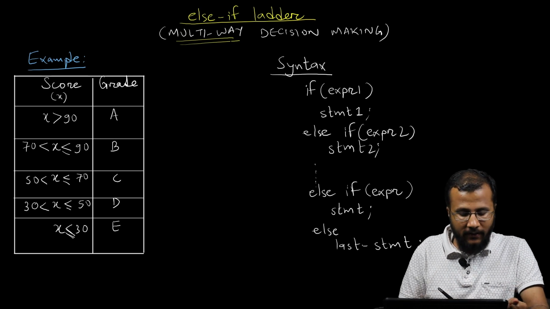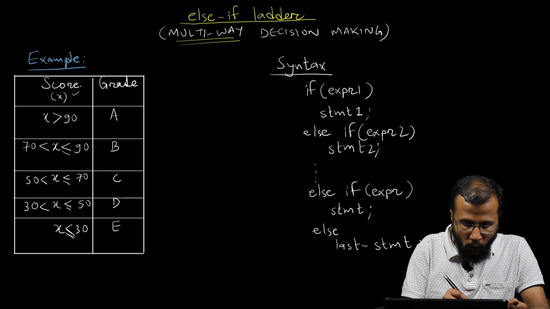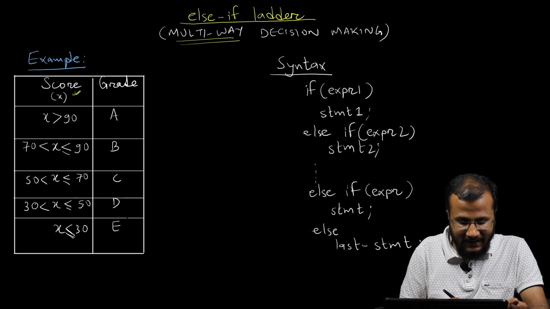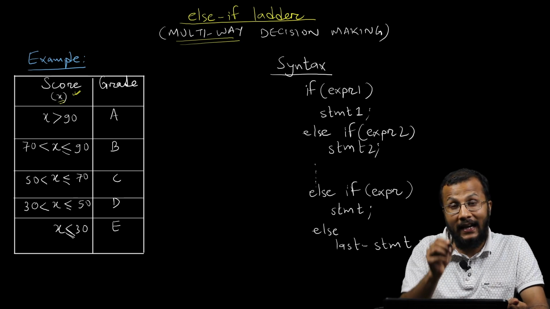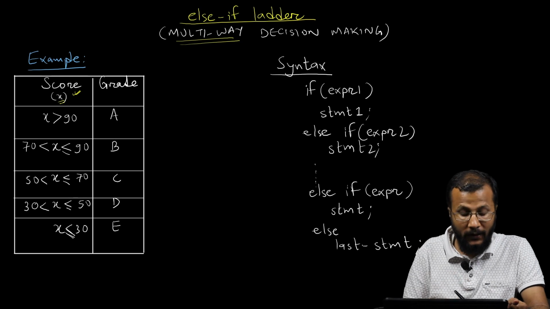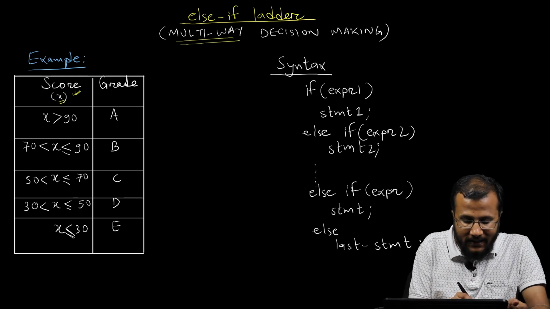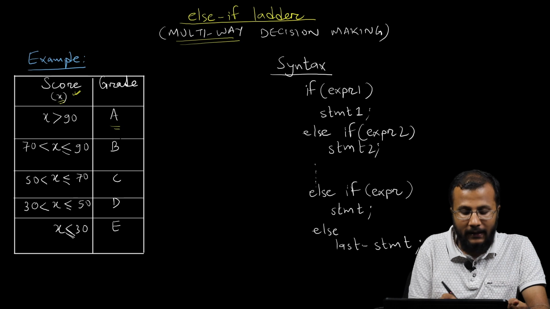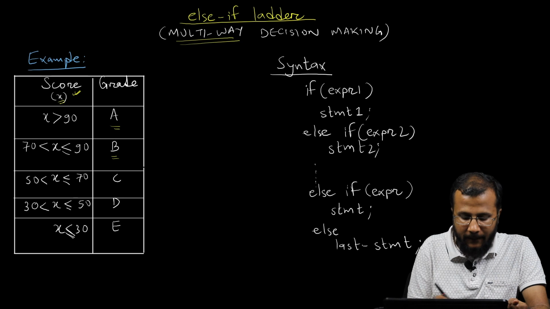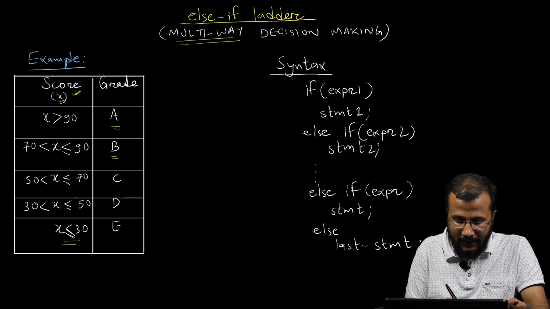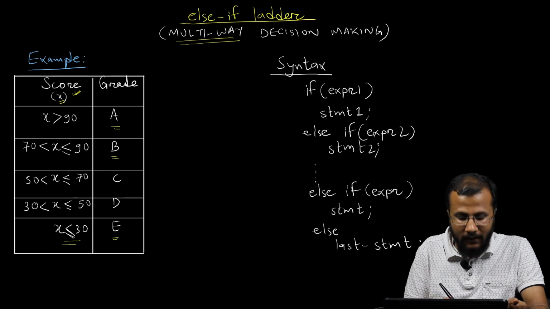Like in this example, you are given the score scored by a student in a subject, let's say the score is represented by the variable x. Now, based on this table, you'd like to decide what grade is received by the student. If the score is greater than 90, the grade would be A. If the score is between 70 and 90, the grade is B. Similarly, if the score is less than or equal to 30, the grade is E. The grade and score mapping is given in this table.